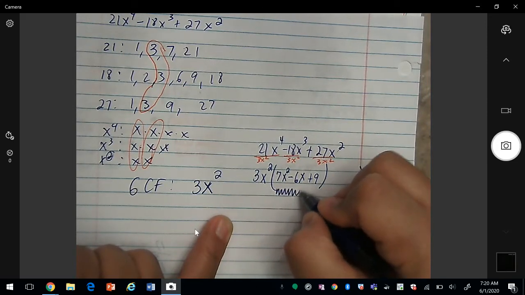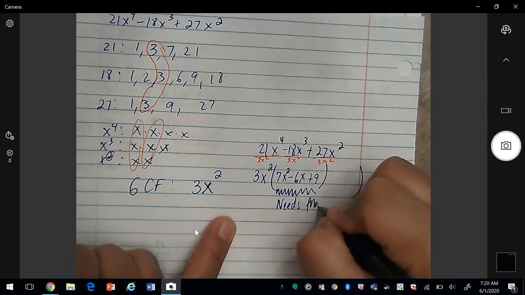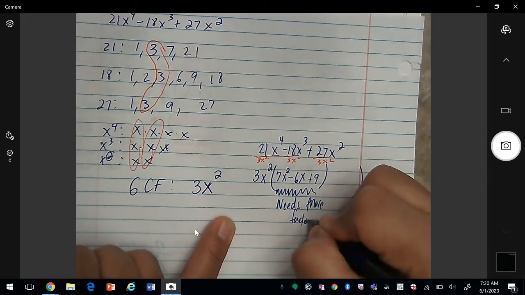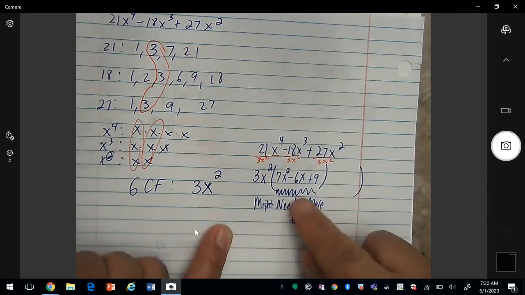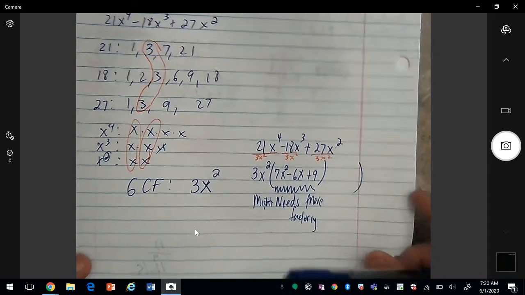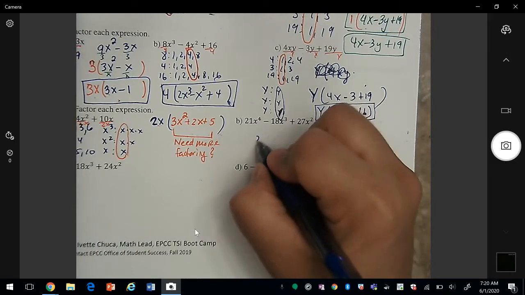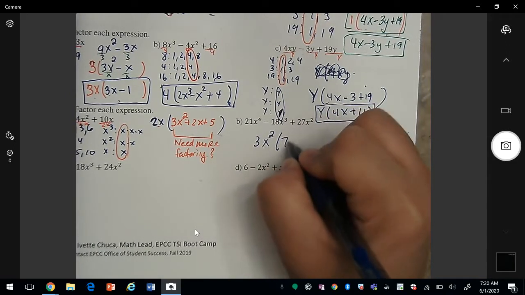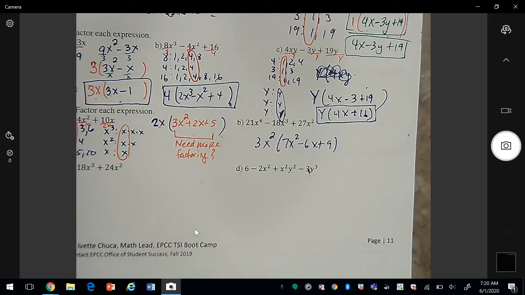Always check your parentheses to see if it needs more factoring. Okay, so it might need more factoring, which we'll come back to once we cover that part. Okay, so for this one, our answer is 3x squared times 7x squared minus 6x plus 9. Letter C.